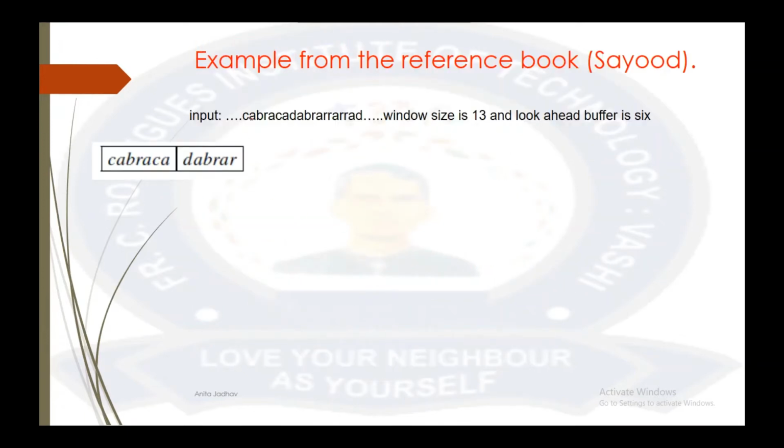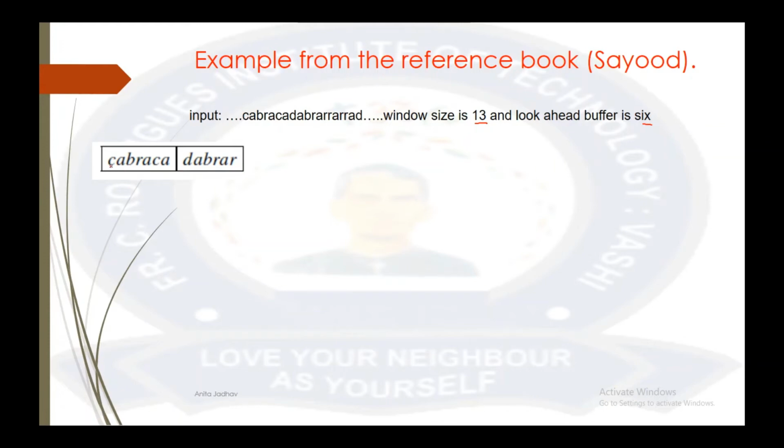What is the input? The input has already been given to you. So in the encoding, we will have these nonsensical strings: cabra, cadabra, and something like that. What is mentioned here? Window size is 13 and look ahead buffer is 6. From this, you have to understand that if the look ahead buffer size is 6 and I know the total window is 13, that means my search buffer should consist of 7 letters.